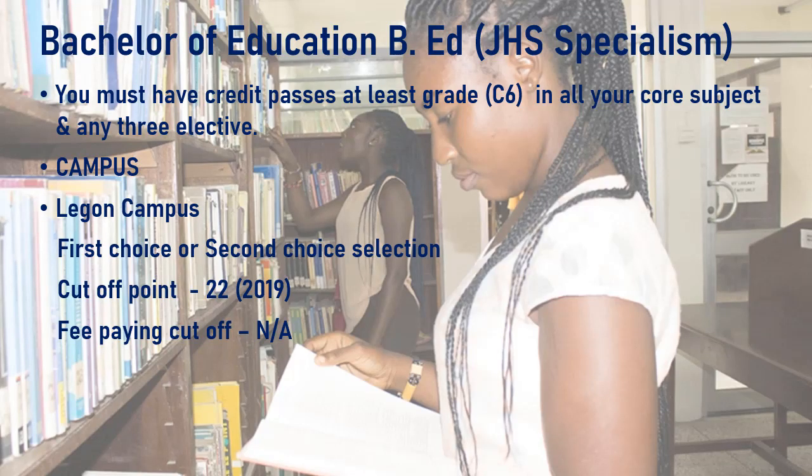Bachelor of Education GHS Specialism, and the requirement is you must have credit passes at least grade C6 in all your core subjects and any 3 elective subjects. This program is being offered on the Legon campus and it's preferably a first or second choice selection only.